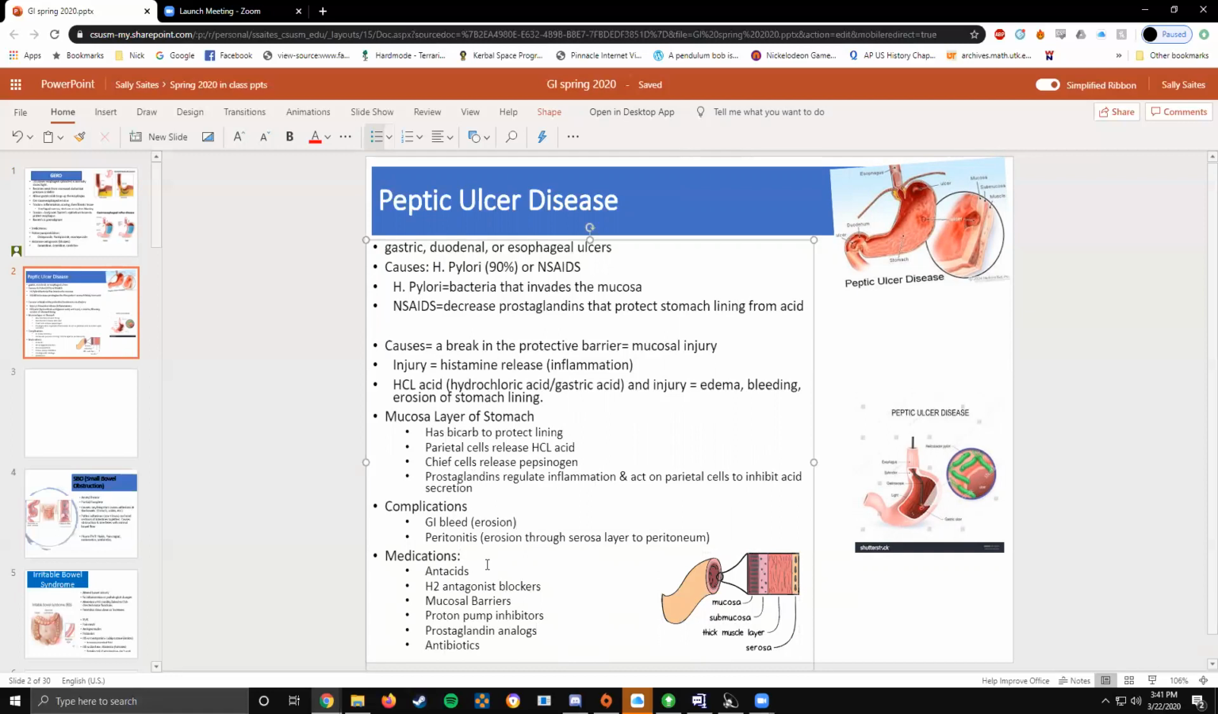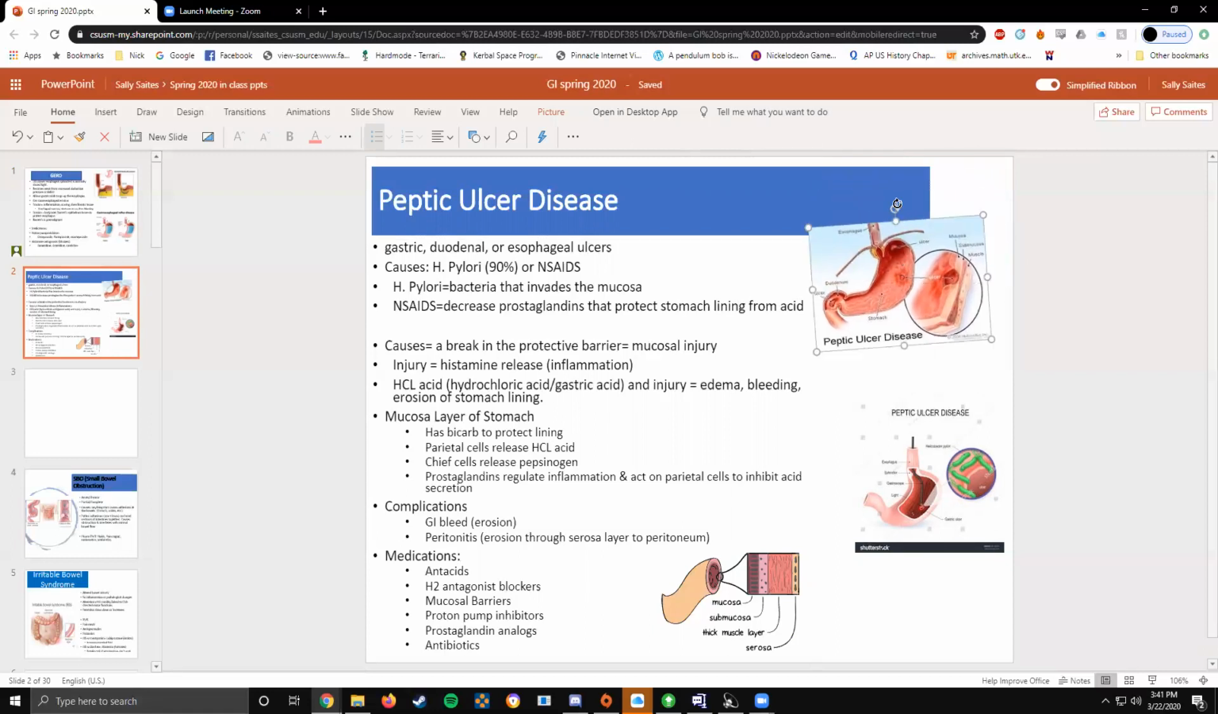So our medications for this are antacids, because we want to decrease the acid in the lining so that it is not going to either further erode or further damage the ulcer. So if they have an ulcer, we want to try and protect it. We want to give them the histamine 2 antagonist blockers, so block that histamine so that there's not as much irritation and inflammation. And this spreadsheet will show you the mucosal barriers.